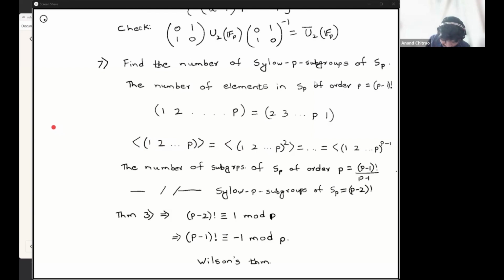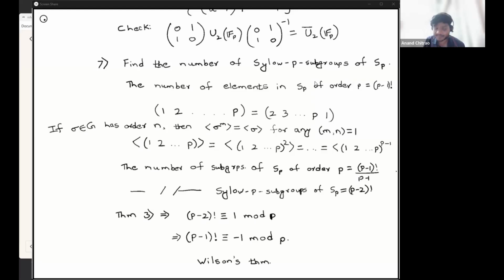So this is a consequence of the following lemma. If sigma in G has order n, then the subgroup generated by sigma power m is the same as the subgroup generated by sigma for any m coprime to n. The point is, the order of the element sigma power m turns out to be n itself.